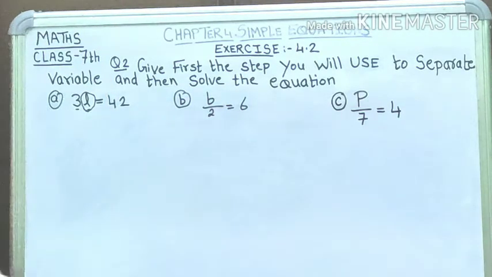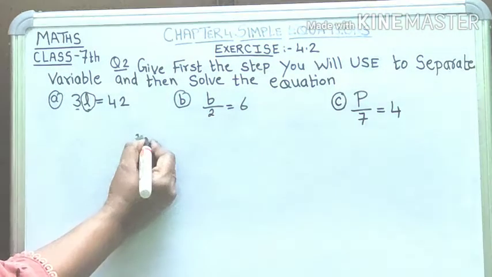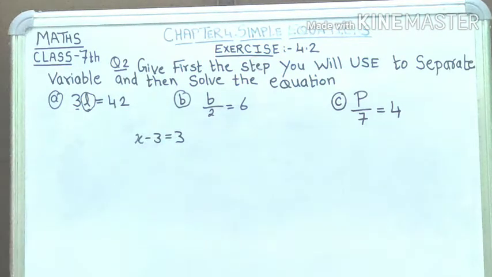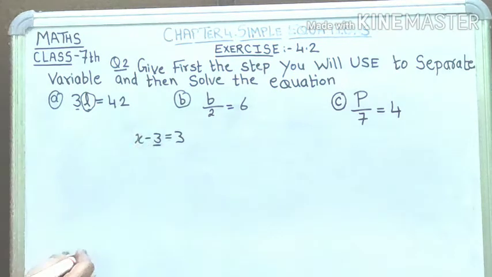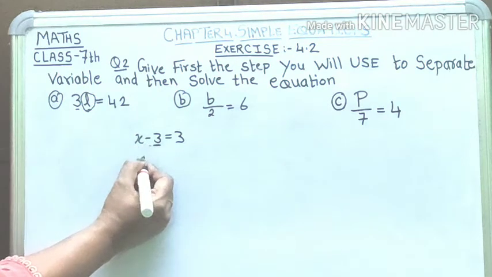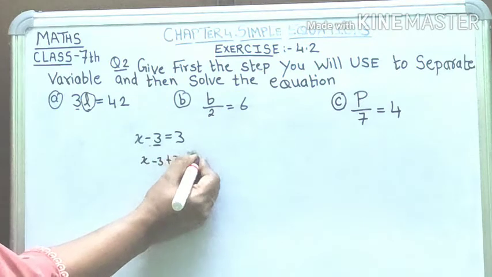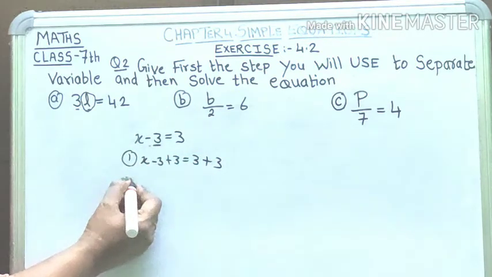So in the previous question, question number 1, I told you that when x minus 3 equal to 3 is given, to remove the variable in this condition, what do we have to do? Here minus 3 is given, so we will add plus 3 on both the sides. Okay, this is the first condition.